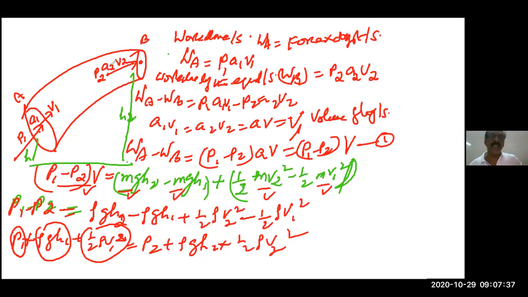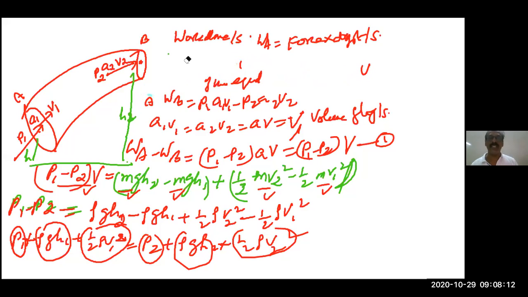See, when I'm reaching the point B, it becomes P2 plus rho g H2 plus half rho V2 squared. That means the sum of pressure energy, potential energy plus kinetic energy per unit volume of the liquid remains constant. So here the law of conservation of energy is proved. Total energy remains the same everywhere. So this is applicable per unit volume of the liquid throughout the flow, and the flow should be streamlined flow. This statement is known as Bernoulli's theorem.